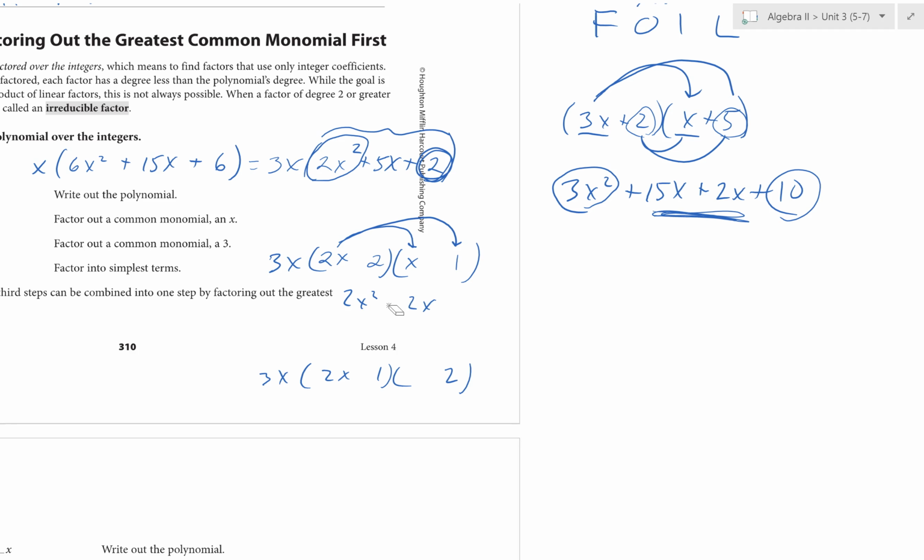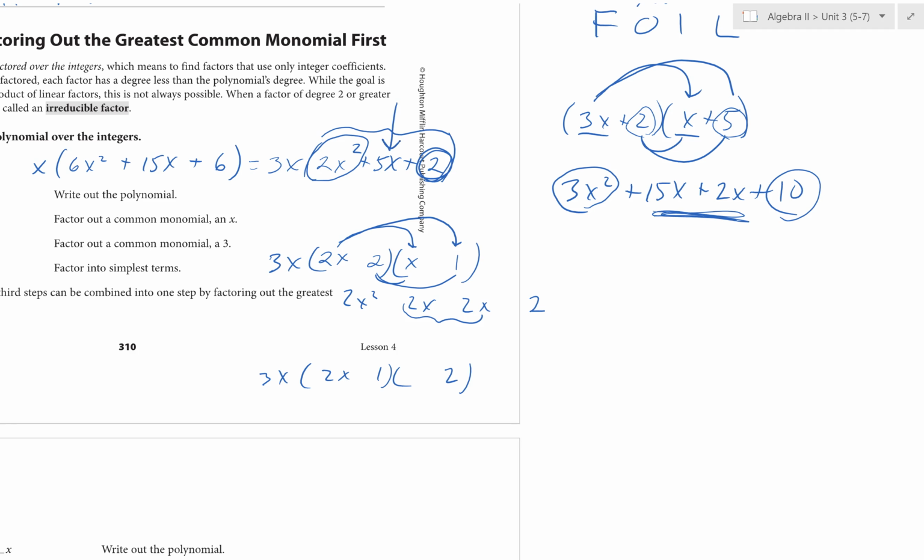Shouldn't have a plus there, just a 2. This would give me 2x. And then this would give me 2. So we'll figure out the signs later, but is there any way I can put in pluses or minuses so that those two terms can add up to 5? I'm trying to get a 5x in the middle.